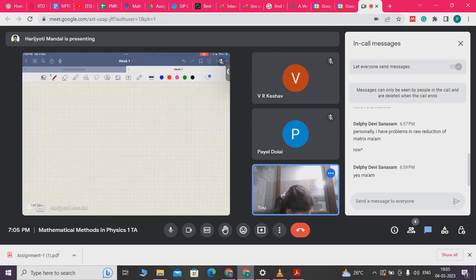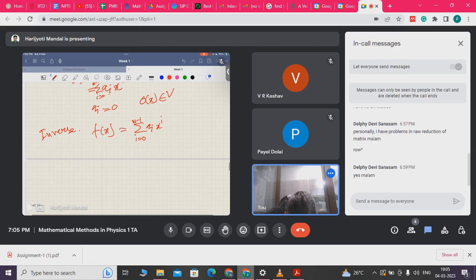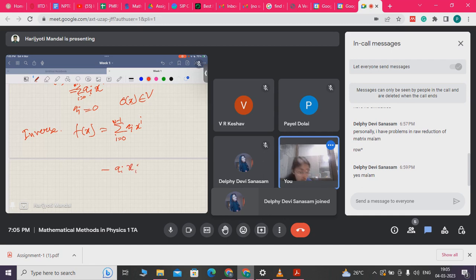And inverse. If f(x) is the sum of ai x^i, i equal to 0 to n minus 1, then its inverse will be the sum of minus ai x^i, i equal to 0 to n minus 1.